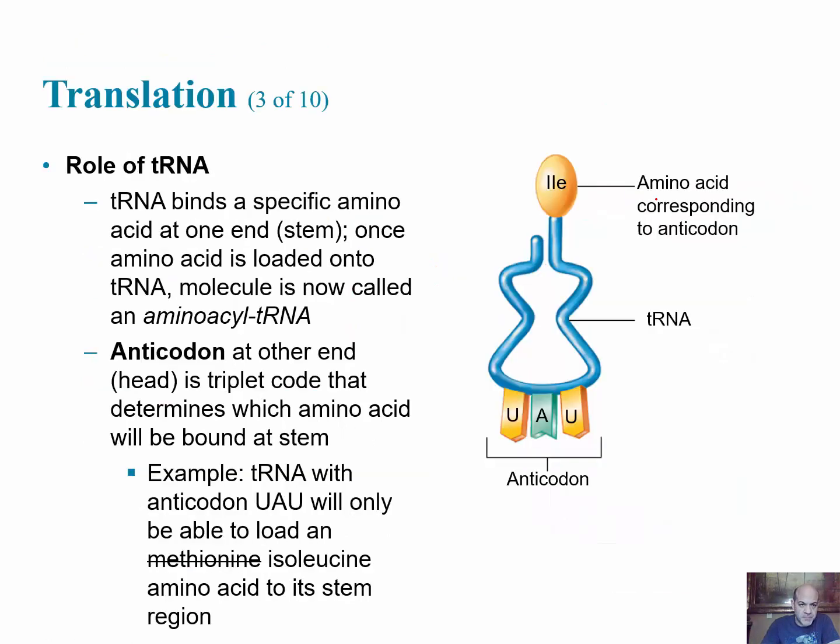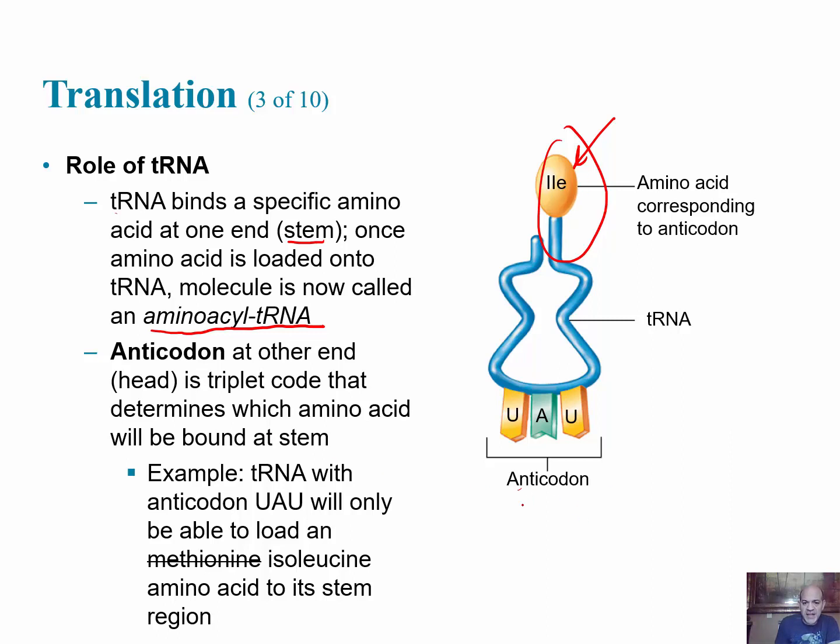So looking at the role of tRNA, which is the transfer RNA, and there's a model of it in the picture on the right here, that tRNA is going to bind a specific amino acid at one end, the stem. So here's your stem right here, and there's an amino acid, isoleucine. Now, once the amino acid is loaded onto the tRNA, the molecule is now called an aminoacyl tRNA. So here we have our aminoacyl tRNA. It's loaded or charged with its amino acid.